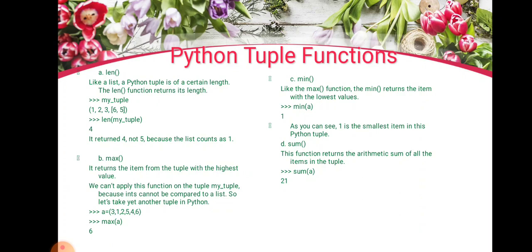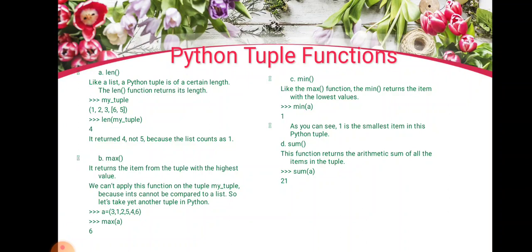So what is the len function? These functions are already seen with lists. Like a list, a Python tuple has a certain length. The len function returns the length of the particular tuple. If you call the len function, it returns how many elements are present in the corresponding tuple. So it has 4 elements, 1, 2, 3 and the list 6, 5, which returns 4. len of my_tuple is 4, right? It returned 4, not 5, because the list counts as 1 only.